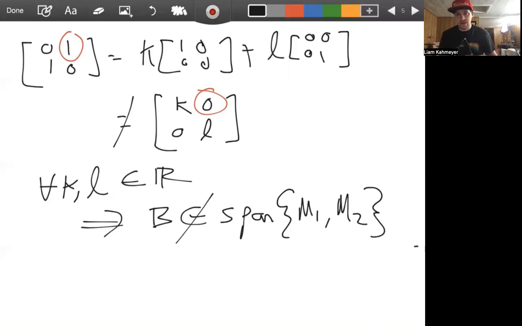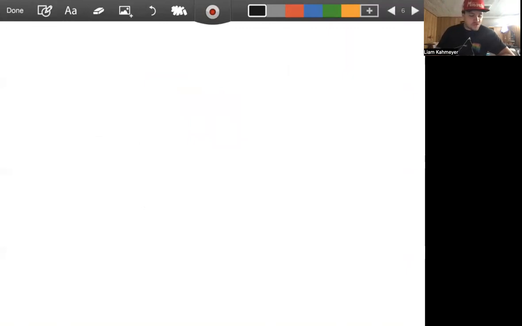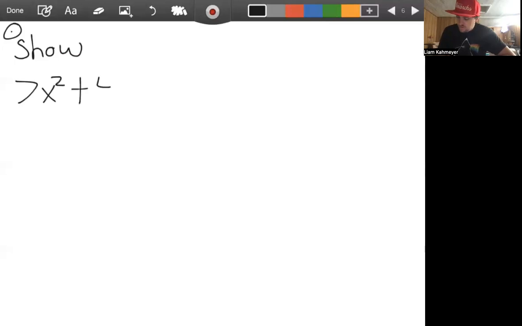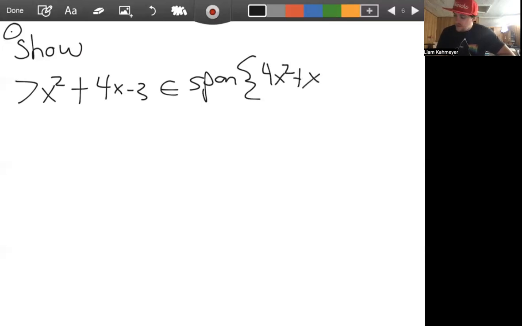Let's look at an example in the vector space of polynomials of at most degree 2. So here's a new example, right? Let's show that the element of P2, 7x squared plus 4x minus 3, is in the span of the elements 4x squared plus x and x squared minus 2x plus 3.